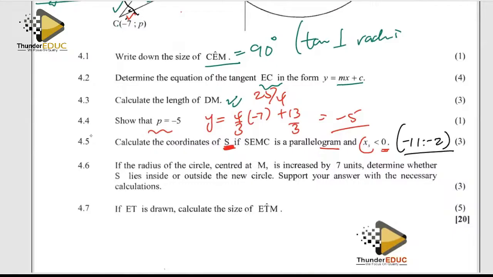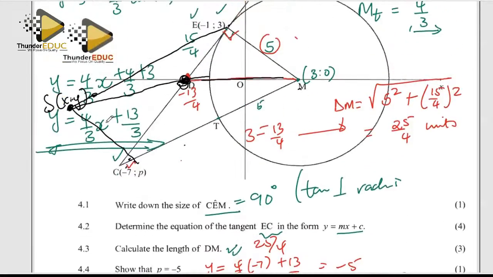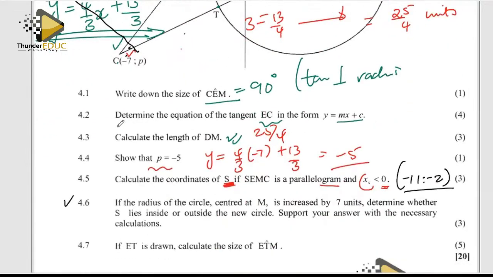All right, and then 4.6. They're telling us that if the radius of the circle that is centered at M is increased by 7, meaning that the new radius is going to have 12 units. Good. Now, they're asking us to determine whether S lies inside or outside of the new circle. Support your answer with the necessary calculations.